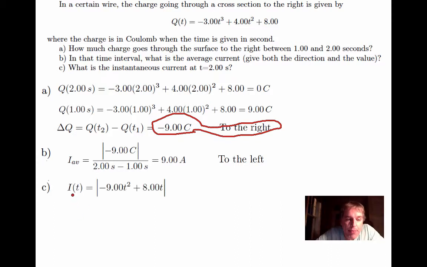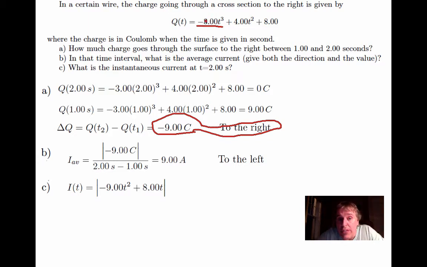So I of t is the absolute value of the derivative of Q of t. If you remember how to do a derivative, the derivative of minus 3t cubed, we differentiate with respect to time. So our variable is t here. We'll practice that in class. If it's unclear, don't worry. We'll come back to that in the lecture.